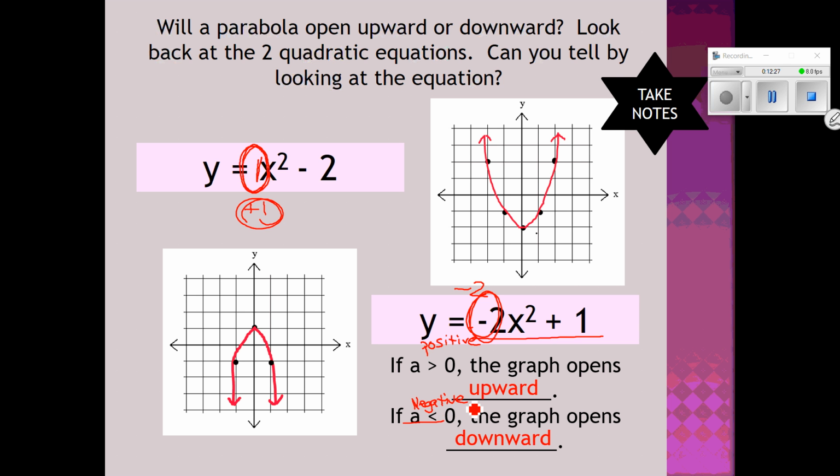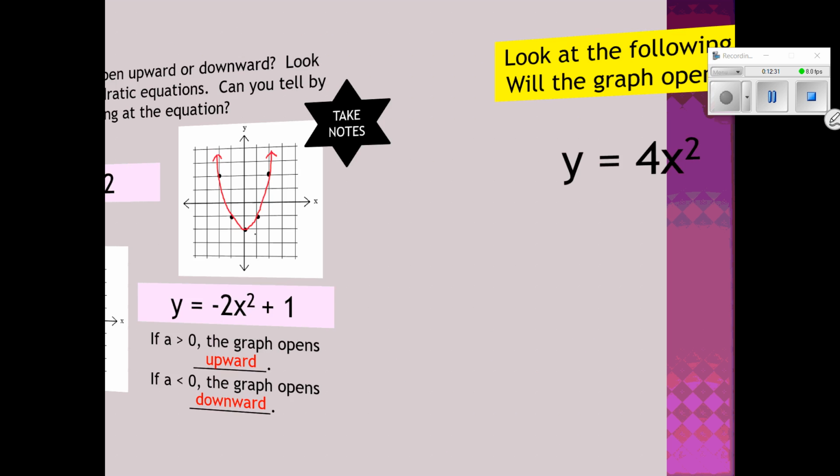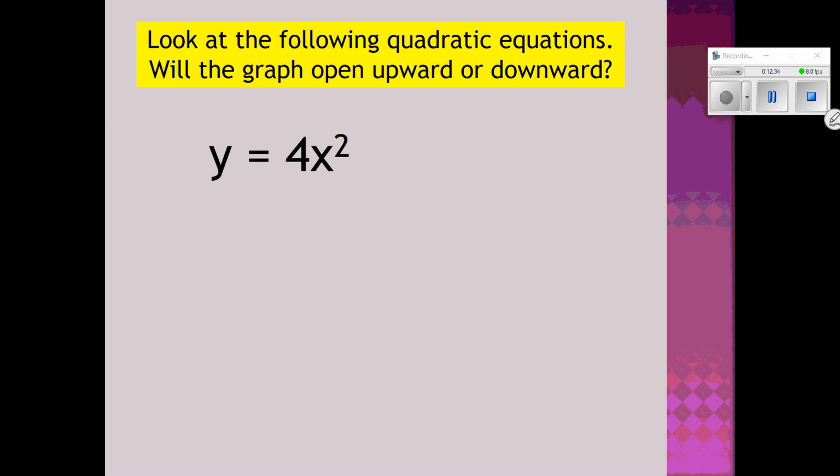So you should be able to tell just by looking at the quadratic equation whether it's going to open up or down. Okay, so look at this. Would this open up or down? This is a +4, so it's going to open upward. So when you graph it, it's going to be up like this.